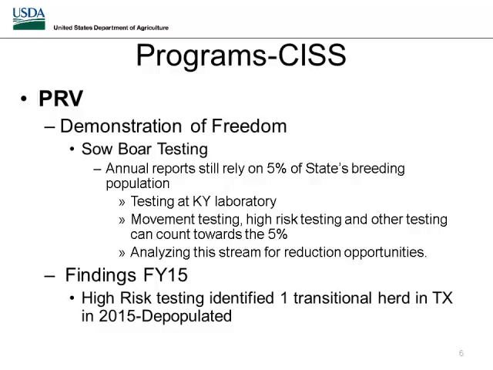We're currently testing, and I'll get to the numbers in a little bit, but that does over-test what we need for demonstration of freedom on the sow bore side. And in all this testing we've been doing since I got there in 2015, we did find one transitional herd in Texas last year, and that was through the high-risk testing, but not through our sow bore testing. And we are analyzing that stream for reduction opportunities into the future.